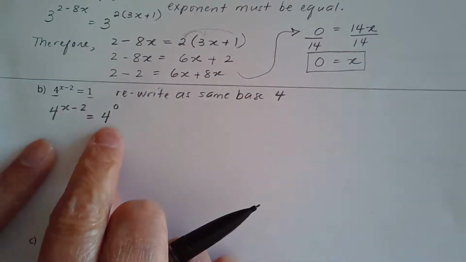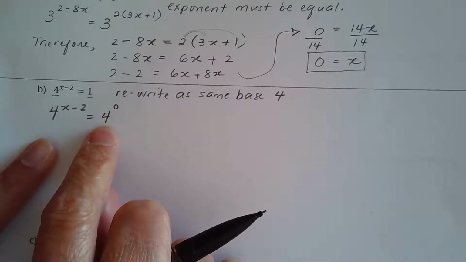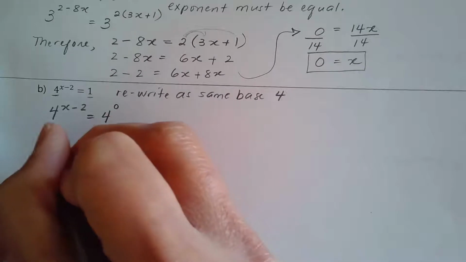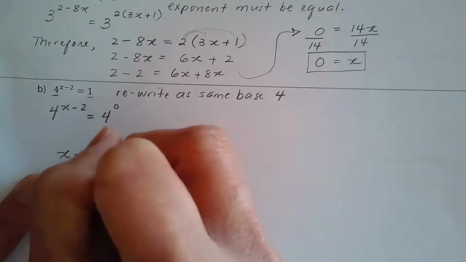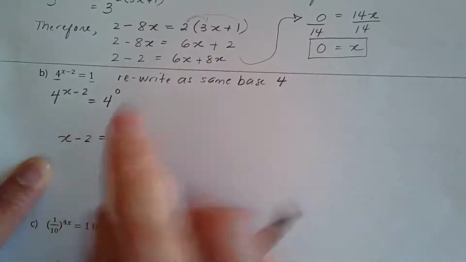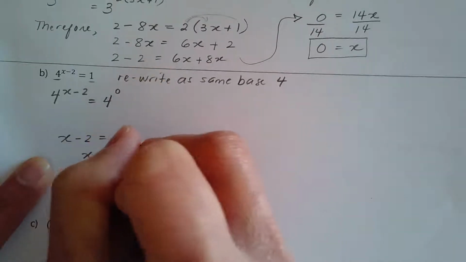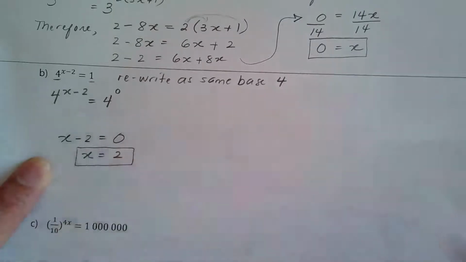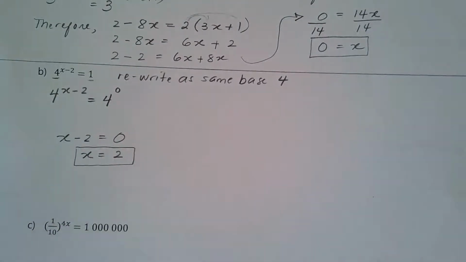Now that they have the same base, what would be the exponent? Just looking at the exponent, x minus 2 equals 0. So bring the 2 to the other side, so that becomes x equals 2. That was an easy one, just because we were able to write that as the same base.